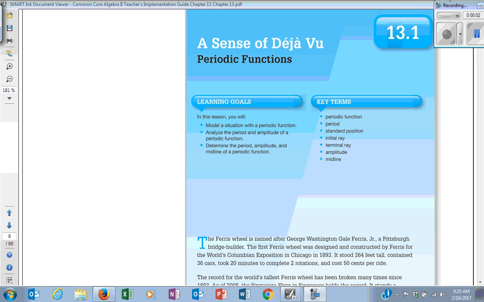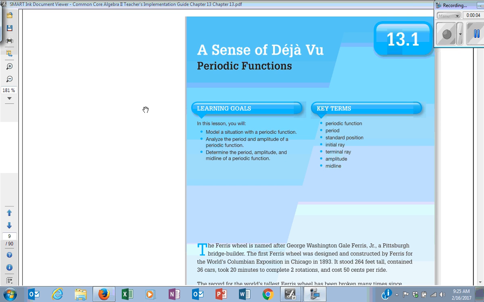So 13.1, we are moving on to something that is called trig. You guys have seen a little bit, you've used a little bit of trig functions, but we're actually going to study, you've used the sine, cosine, and tangent when you're in geometry, but we're actually going to study the graphs of these guys and what kind of situations these would be in.